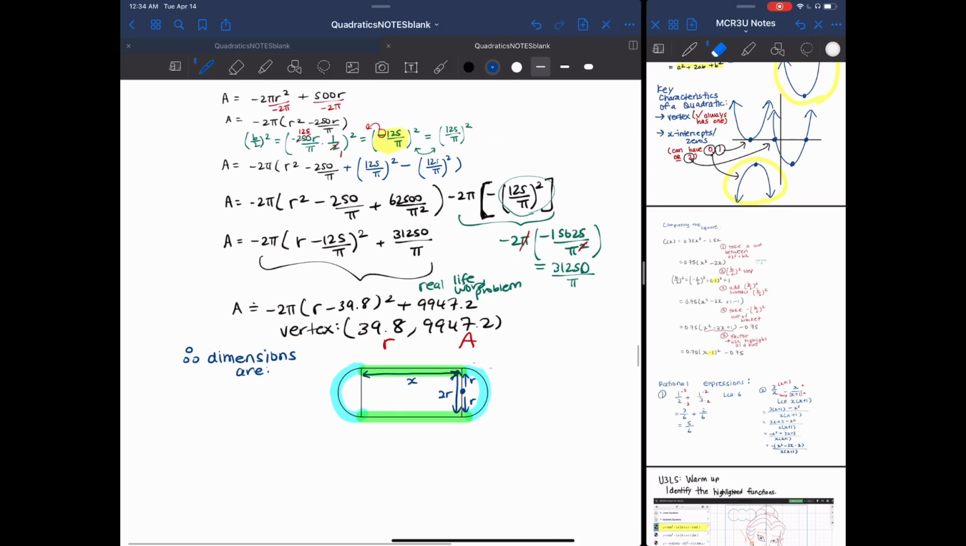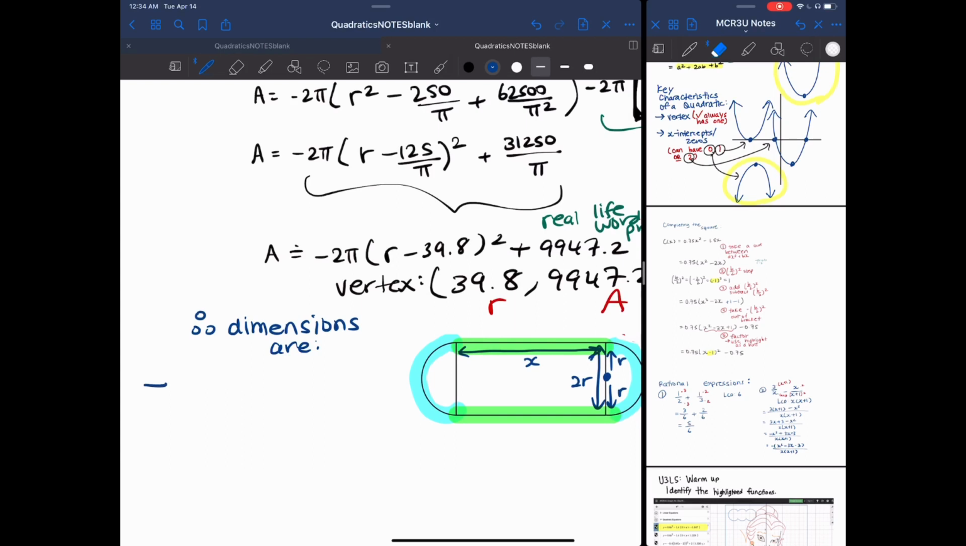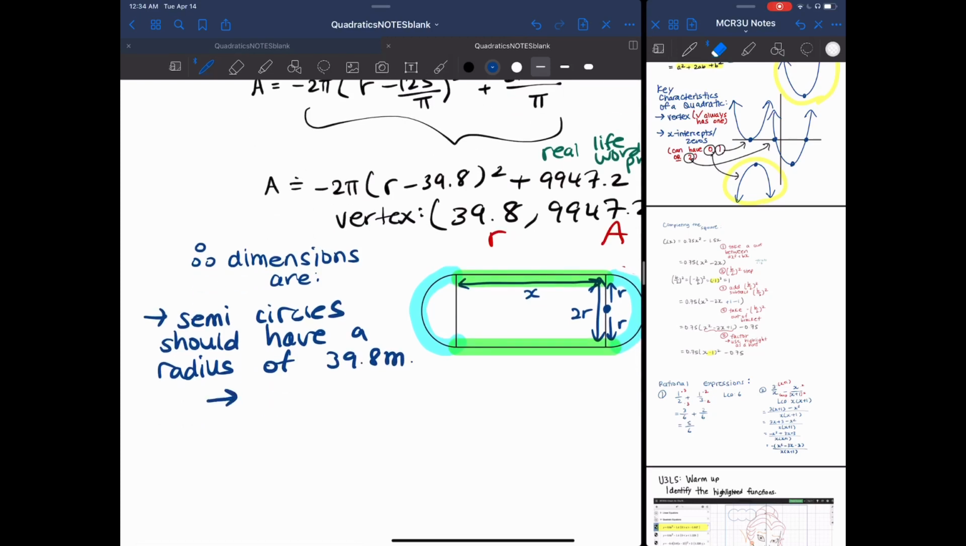Okay, dimensions are, semicircles should have a radius of 39.8 meters. Meanwhile, the length of the field should be, well, how do we get that?